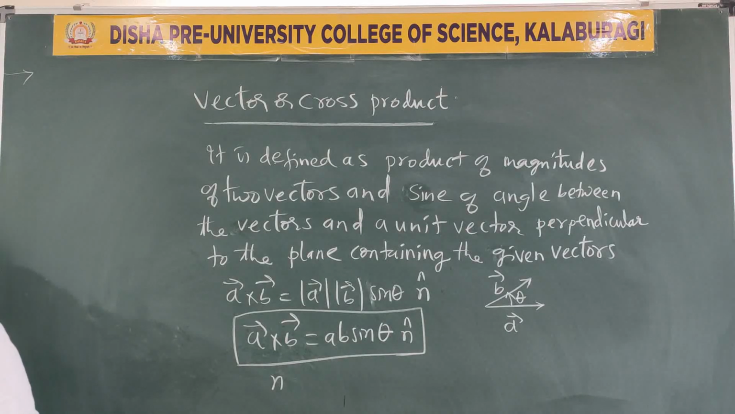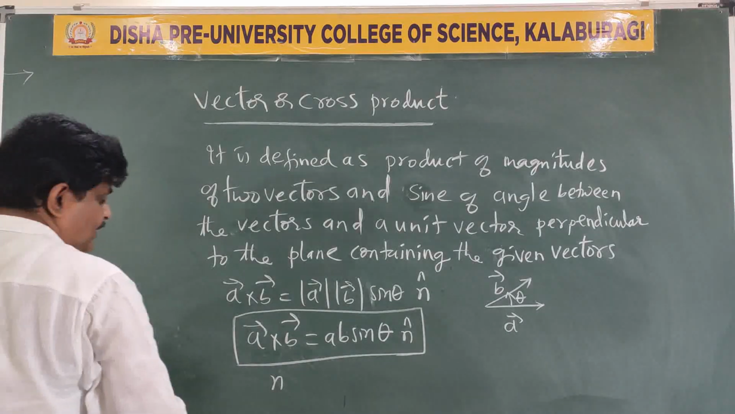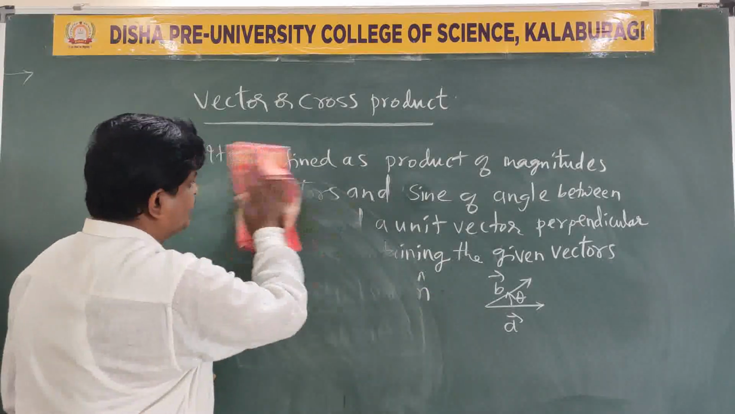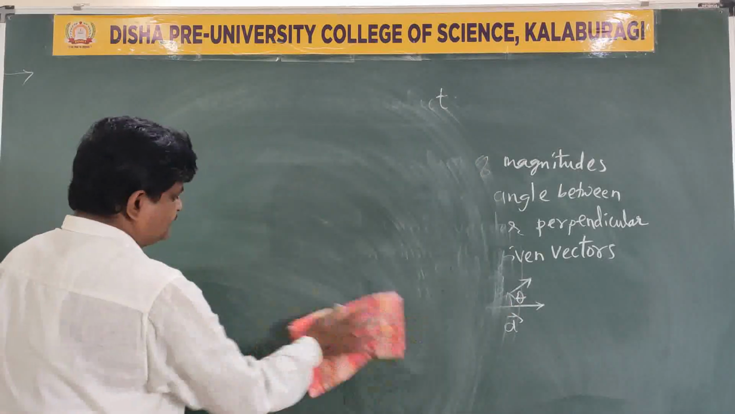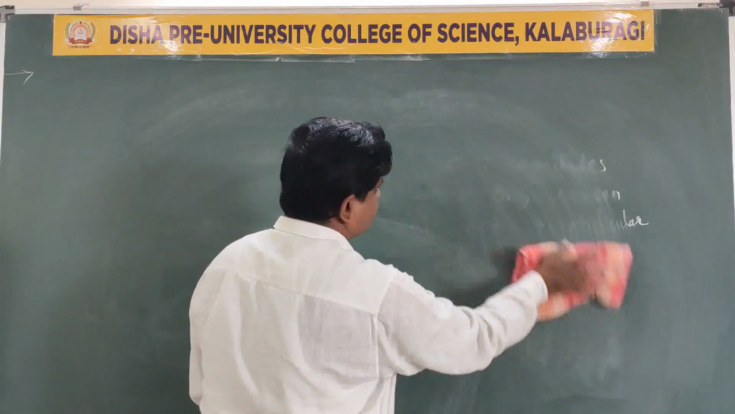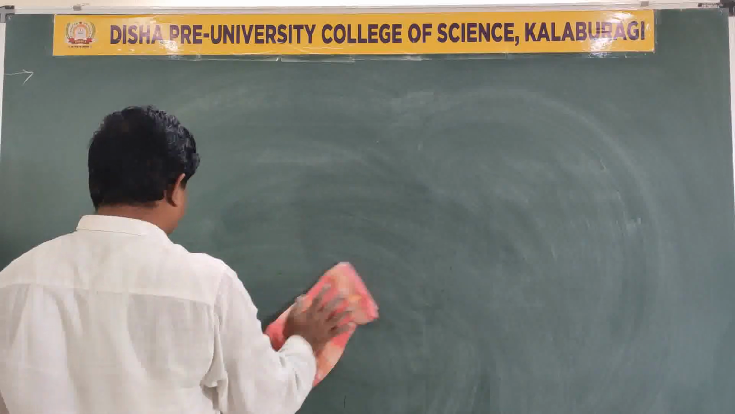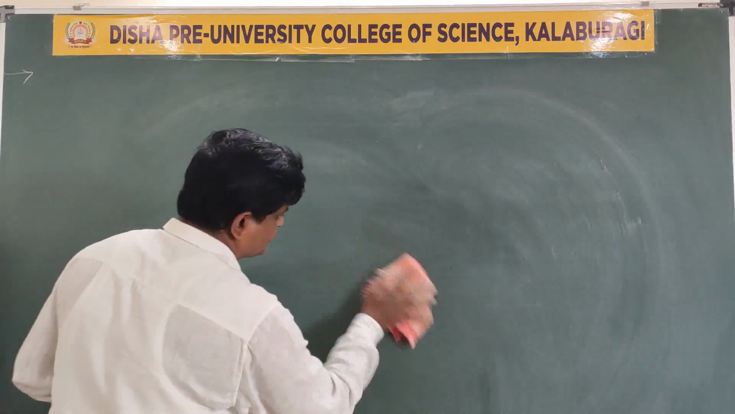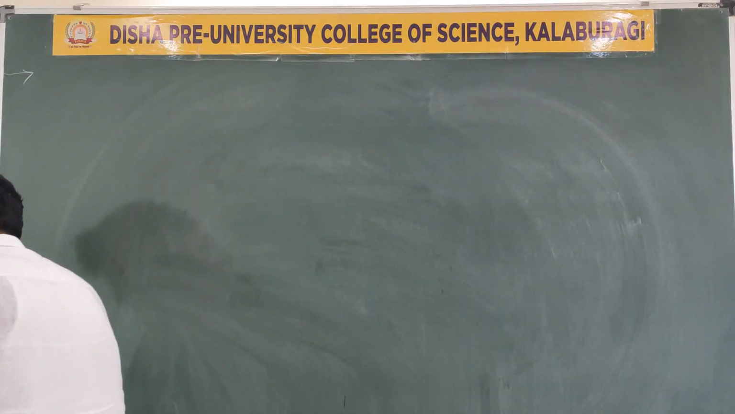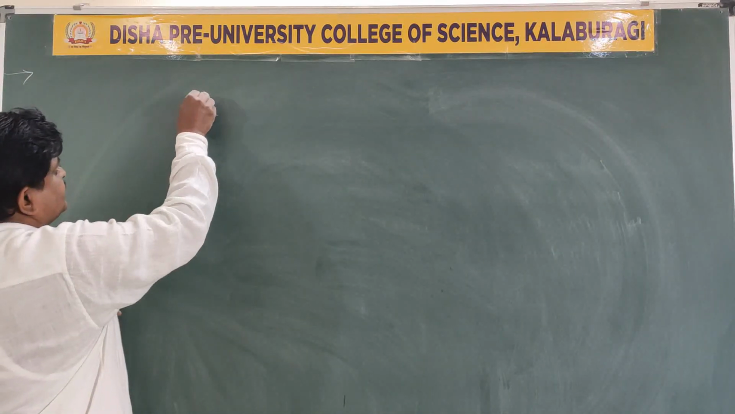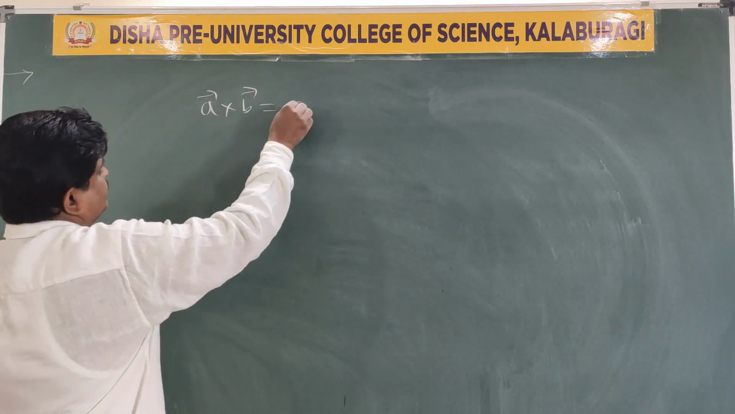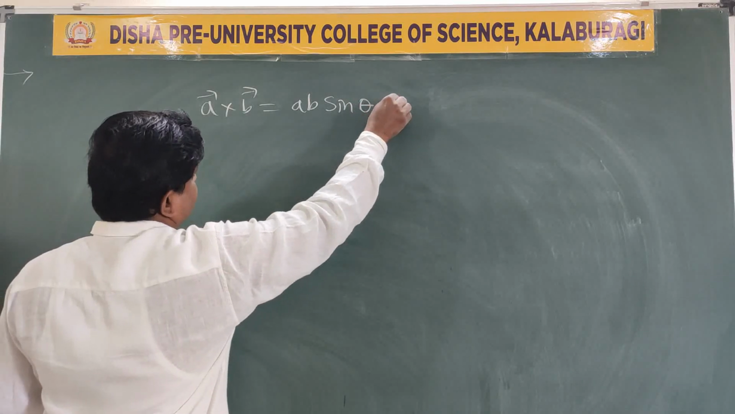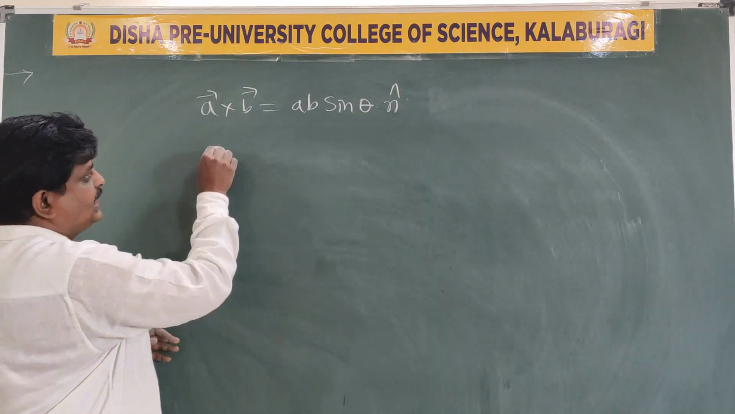You see, n cap is the unit vector perpendicular to what? The plane containing A and B. What is the formula for the cross product of two vectors? A cross B is equal to modulus of A, modulus of B, sine theta into n cap. Agree? What is n cap?